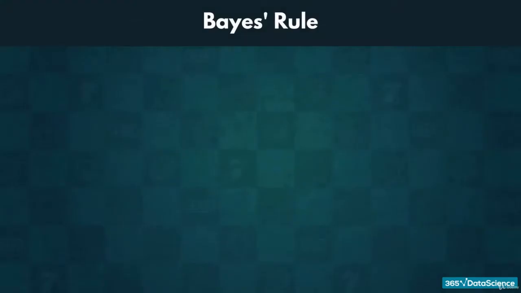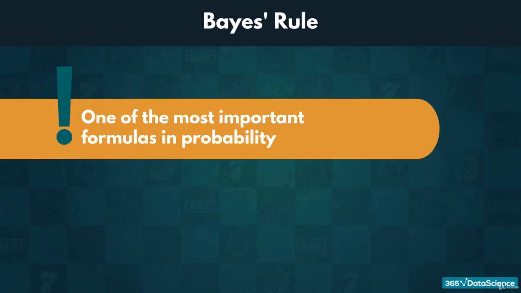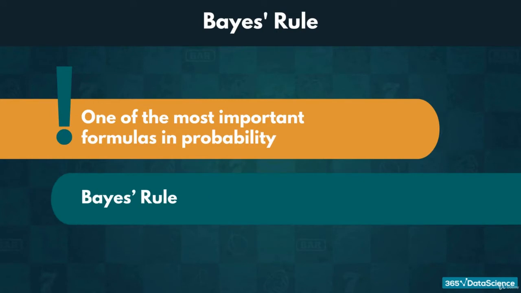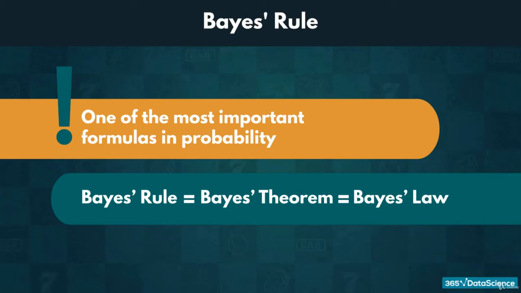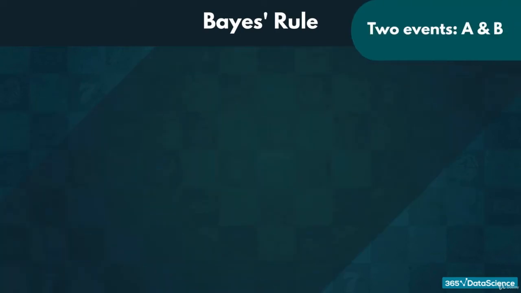Hello again. In this lecture, we are going to introduce one of the most important formulas in the world of probability, the Bayes rule. People also refer to it as Bayes' theorem or Bayes' law, so we will use all three interchangeably. For starters, take two events, A and B.